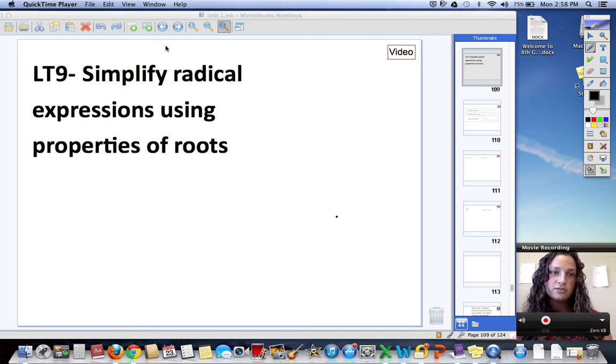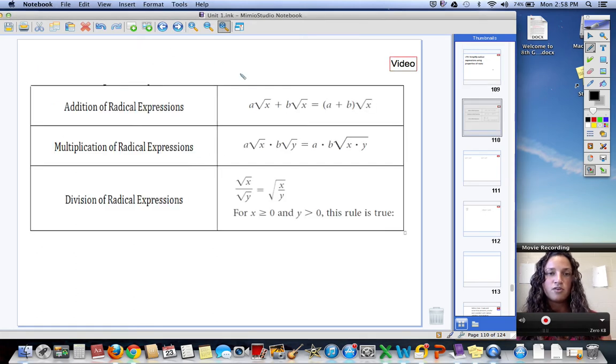Okay, so today we're going to do learning target 9. We're going to simplify radical expressions using properties of roots. So first things first, let's look at our properties of roots. So addition of radical expressions, this is the same thing as adding, and it would also be subtracting, but we're just going to stick with adding square roots.